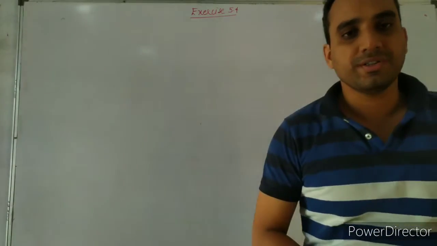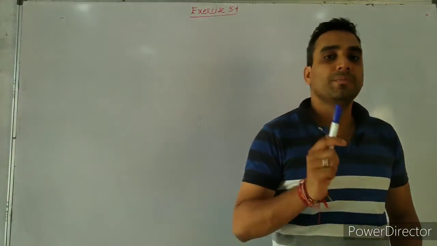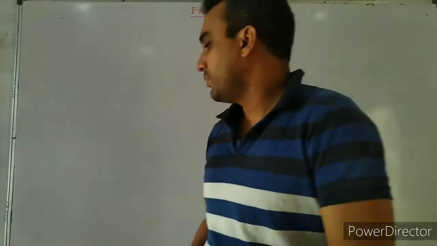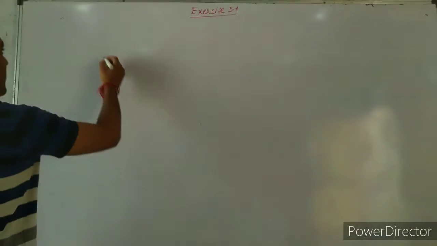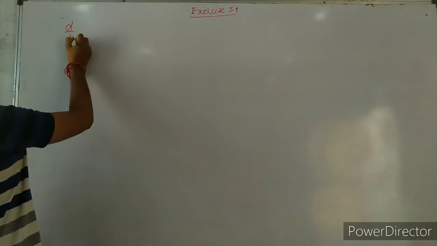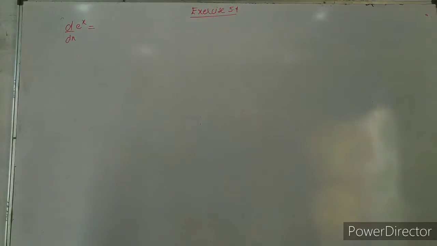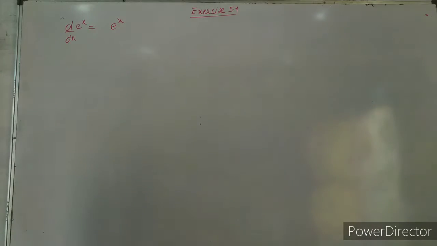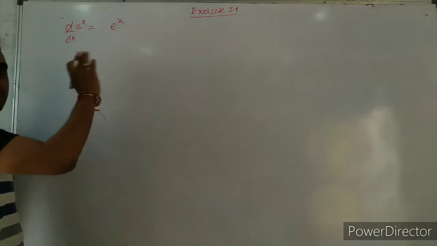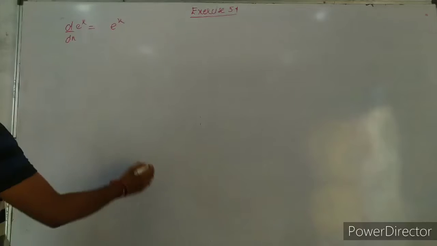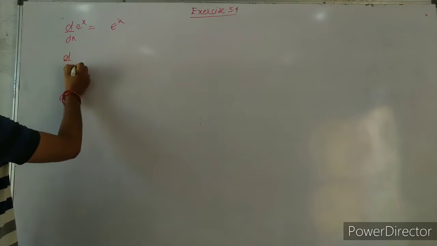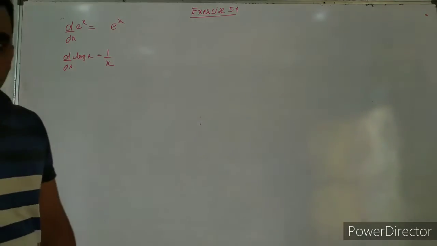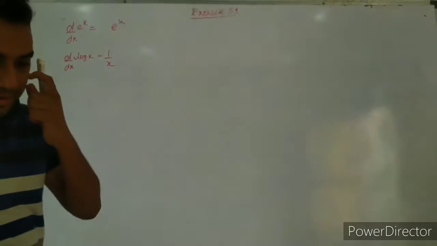Before starting this exercise, I would like to tell you some formulas which we are going to use in this exercise. First is d by dx of a to the power x, or differential of a to the power x. Differential of a to the power x is equal to a to the power x. There is no change in this function. And second thing is differential of log x. If we differentiate log x, it will give me 1 upon x.